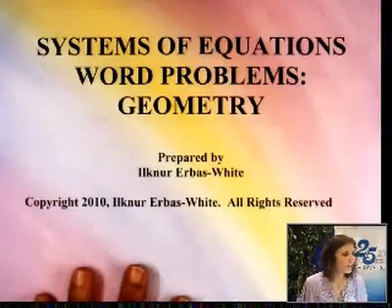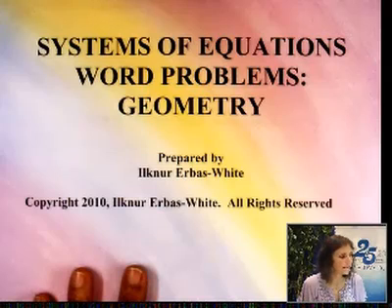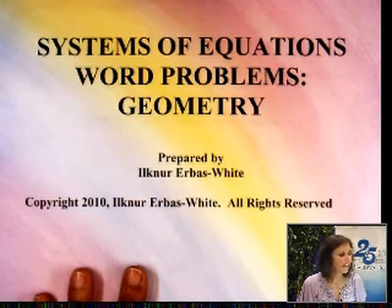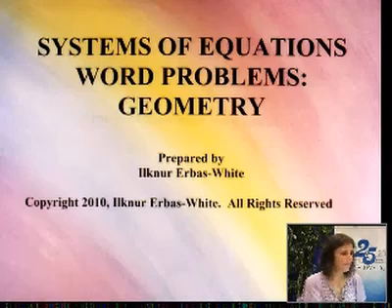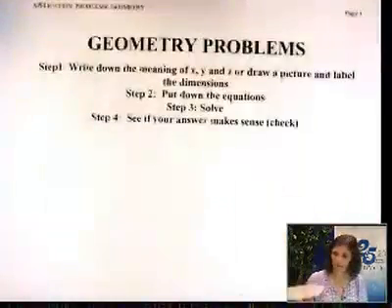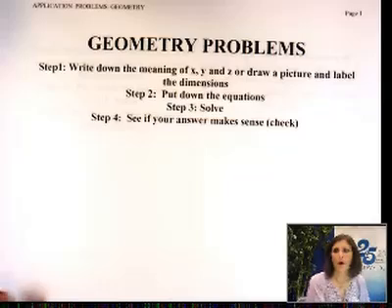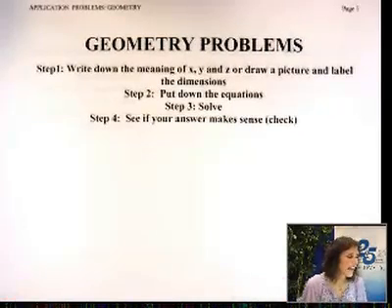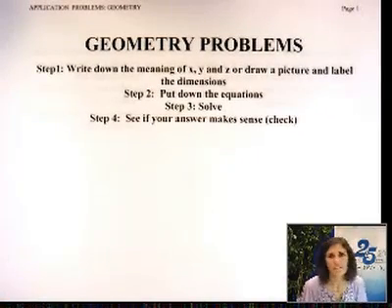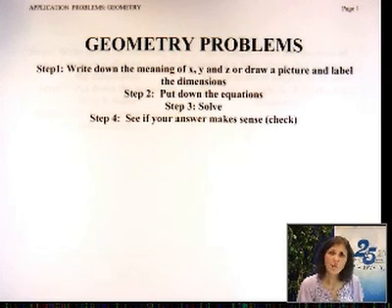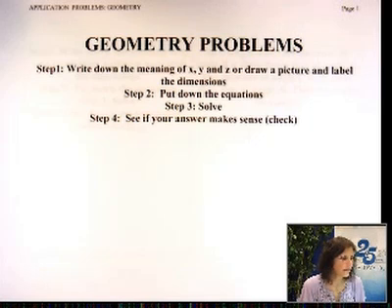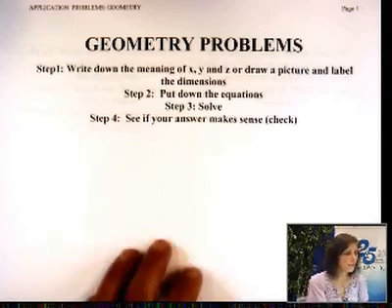Today we will talk about how to solve word problems related to geometry in a systems of equations setting. So, let's get started. The way you tackle the word problems is you write down the meaning of x, y, and z. Usually in a geometry problem, you draw a picture and then label the picture. That's the easiest way to do it. Put down the equations next to the picture, solve the equations, and then go back and see if your answer makes sense. So let's do an example.